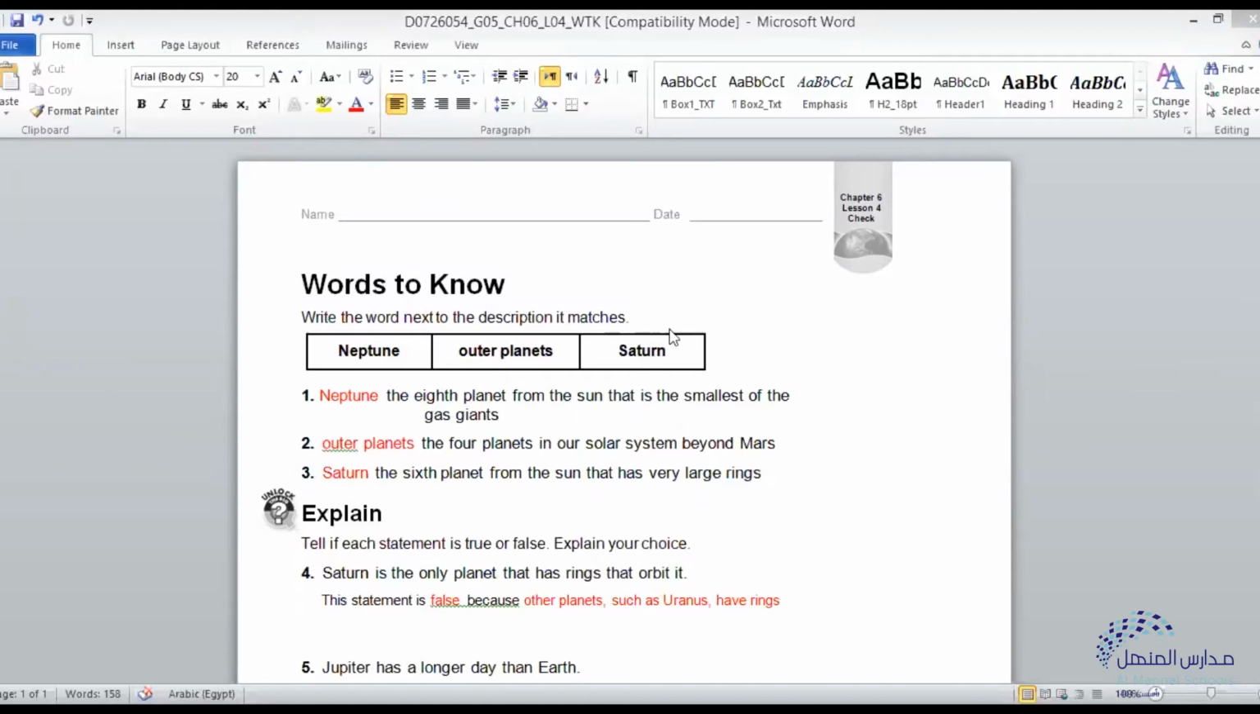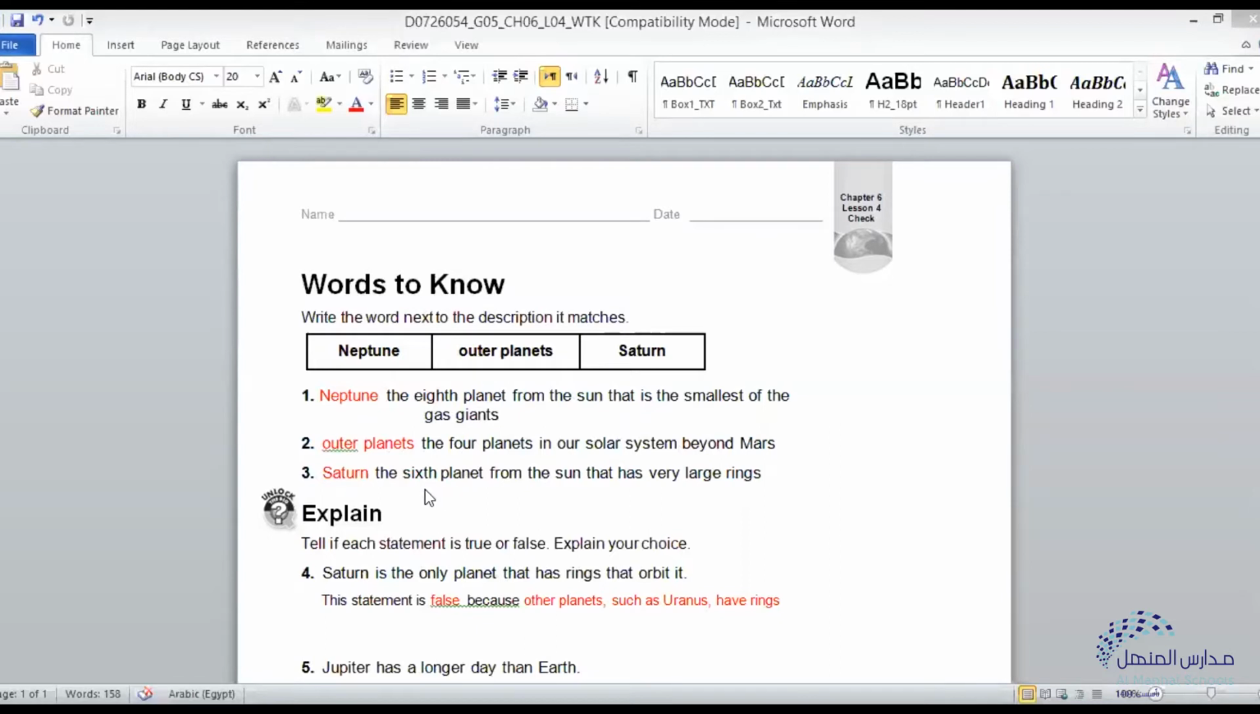In the exam, if we remove the word smallest and stop, or we didn't add giants, or we add smallest planet at all, the answer will be Mercury. But now the answer is Neptune. Question number 2. The 4 planets in our solar system. Now I can think if it is the inner or the outer. He said the 4 planets in the solar system beyond Mars, after Mars. So we have after Mars 4 planets. So we give them a name as outer planets, which are Jupiter, Saturn, Uranus, and Neptune.